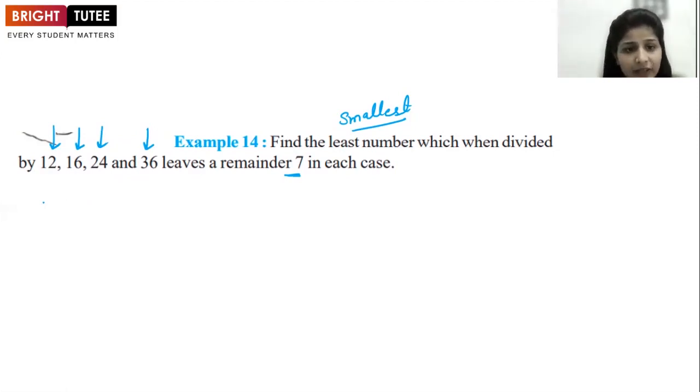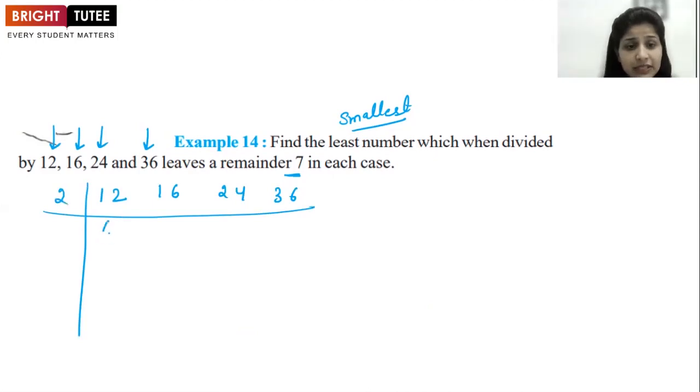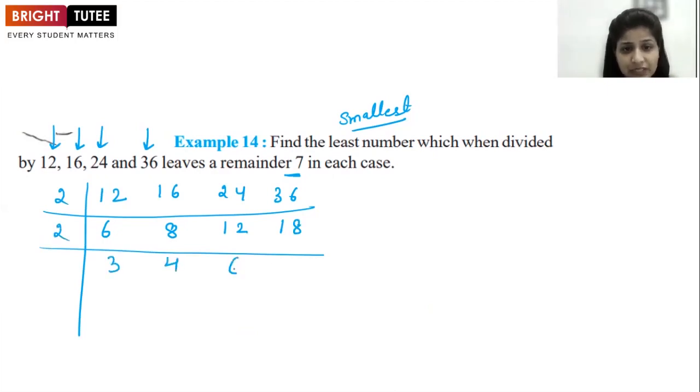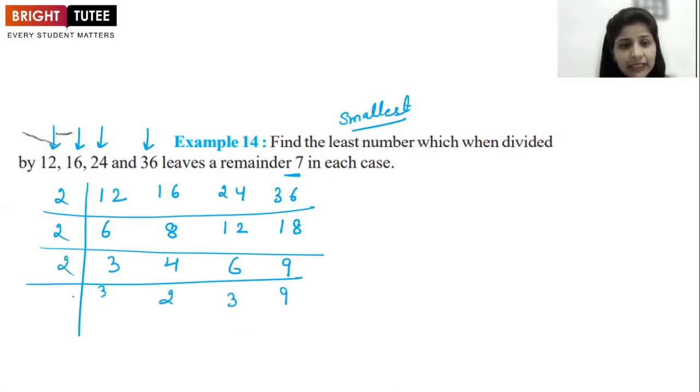So how will you calculate it? 12, 16, 24 and 36. So I am dividing by 2 first. 2 6s are 12, 2 8s are 16, 2 12s are 24, 2 18s are 36, again with 2. Okay, so 2 3s are 6, 2 4s are 8, 2 6s are 12, 2 9s are 18. Again with 2 I can go. 2 2s are 4, 2 3s are 6, and 9 as it is and 3 as it is I have copied.